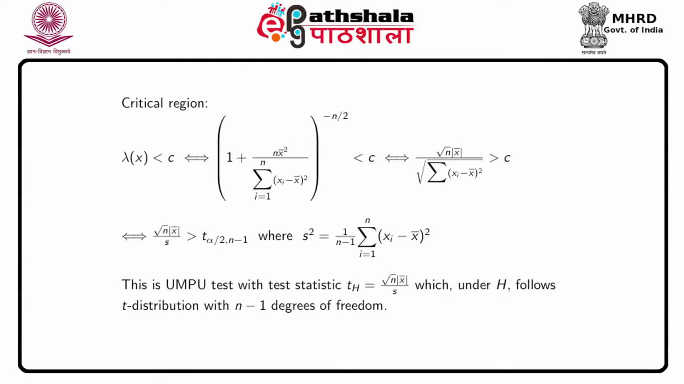with divisor n minus 1, and t alpha by 2, n minus 1 is the upper 100 into alpha by 2 percent point of a t distribution with n minus 1 degrees of freedom. Now one can easily note that this is nothing but the t test with test statistic T equal to root n times mod x bar by s, which under H follows a t distribution with n minus 1 degrees of freedom, and that is why the cutoff point was determined as t alpha by 2, comma n minus 1.